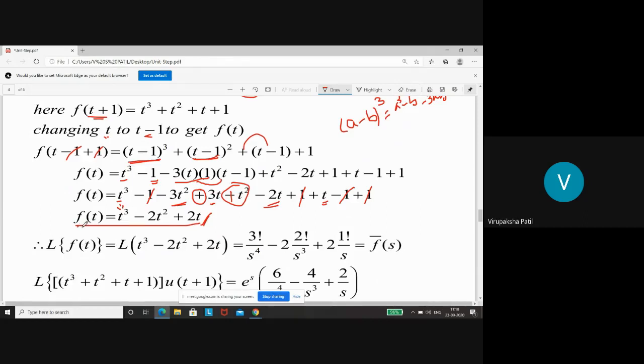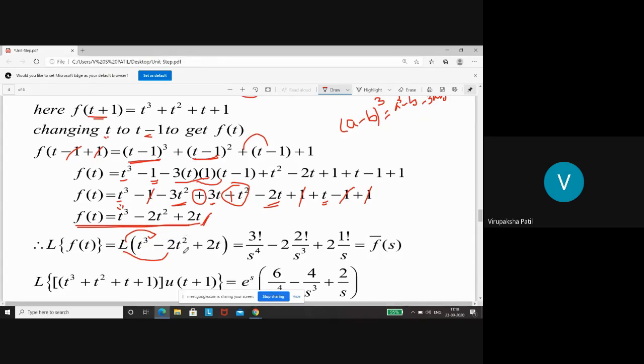Now we have to apply Laplace to this. If you apply Laplace to this, what happens? Laplace transform of f of t is equal to L of t cube minus 2t square plus 2t. Now, since Laplace operator is a linear operator, operate this term by term. Laplace transform of t cube is 3 factorial divided by s raised to n plus 1. n is equal to 3 here. So it becomes 3 factorial divided by s raised to 4.